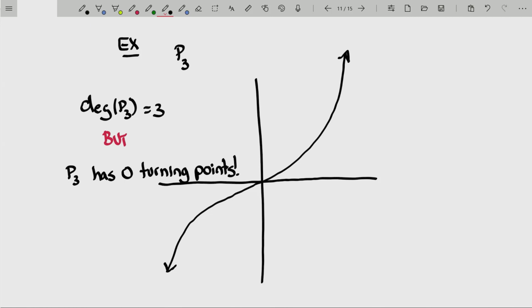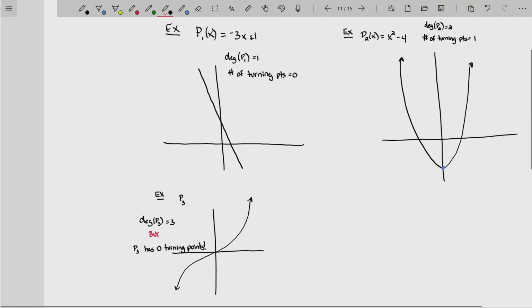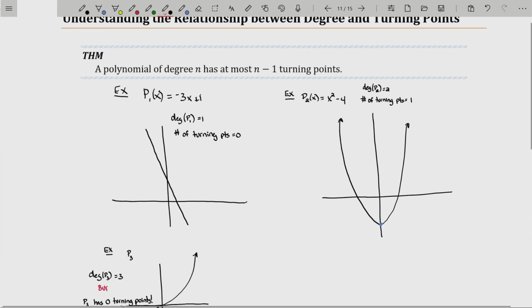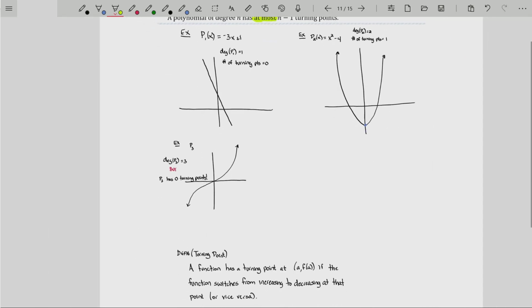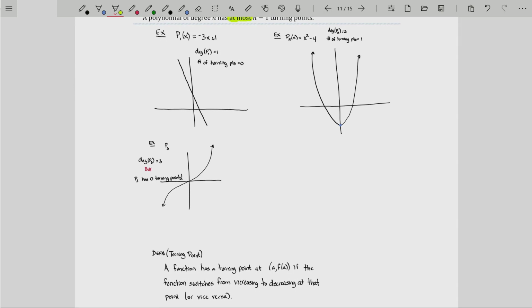However, that does not contradict the theorem stated up here. The theorem says a polynomial, let's just insert 3 for n, a polynomial of degree 3 has at most 2 turning points. And that phrase, at most, is very important, because if I said I have at most $2, that means I could have 0, 1, or $2. 0 is perfectly fine because 0 is at most 2. So it's okay that we have a third degree polynomial that does not have a turning point.